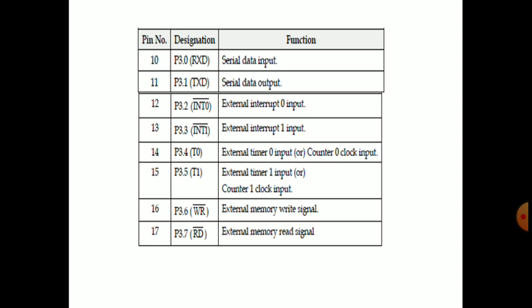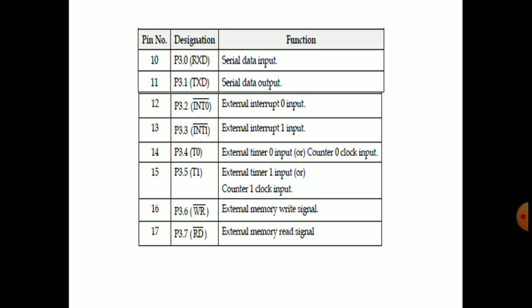And pin 3.2, that is INT0 bar, interrupt 0 bar, external interrupt 0, and that is an input. The external interrupt is connected to this pin. The external interrupt 1 input, and the external interrupt pin 1 is connected to this particular pin. P3.4, that is T0, external timer 0 input or counter 0 clock input. And P3.5 is timer 1, external timer 1 input or counter 1 clock input.